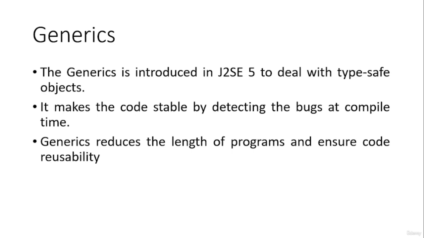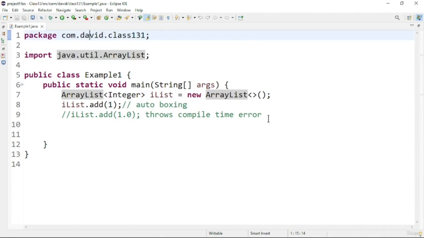Now let us see some programs based on generics. Now let us see a program based on generics. In this program, we will explore the compile time checking of a particular generic type. Here I am declaring an ArrayList in this program. After declaring the ArrayList, I am putting only integer values. I am giving the generic type as Integer.